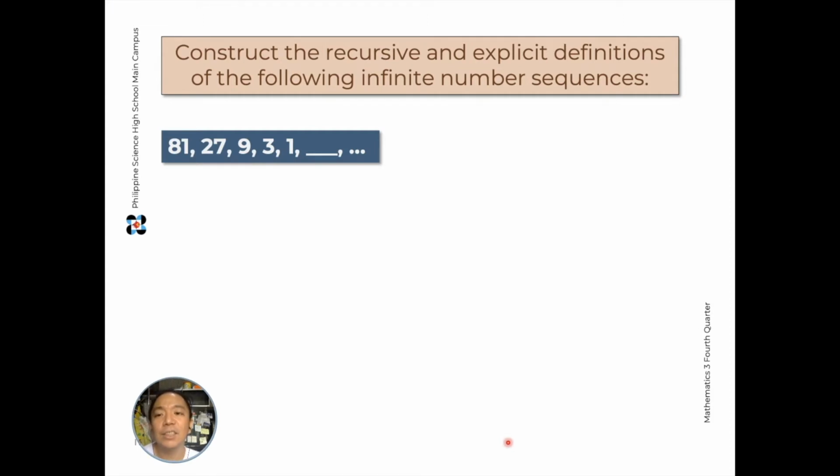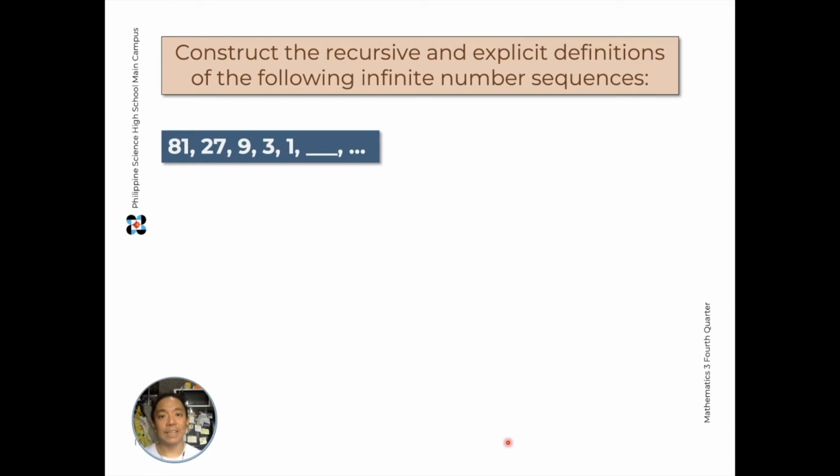So for this sequence, I want you to pause and construct the recursive and explicit definitions. Actually, I'll give two infinite number sequences. So the first is 81, 27, 9, 3, 1, blank. So identify that and come up with the recursive and explicit definitions. Give you some time, pause this video, compute nyo sa notebooks nyo, then let's compare our answers.